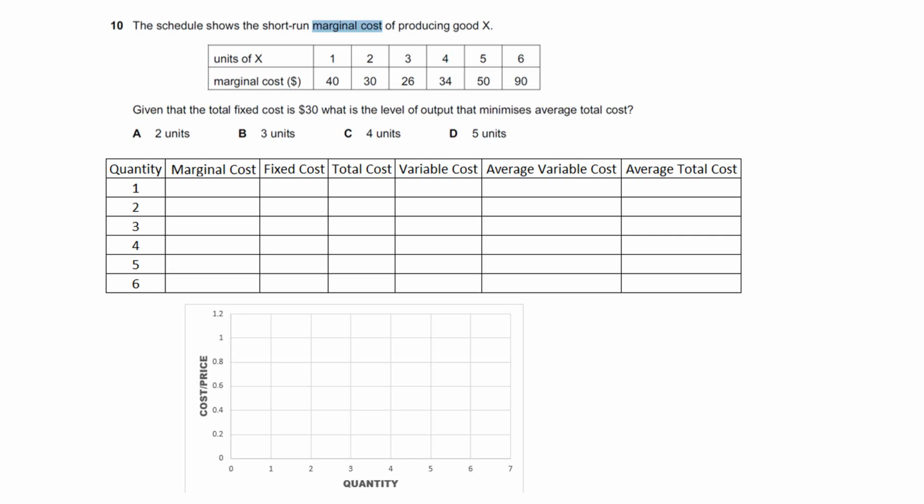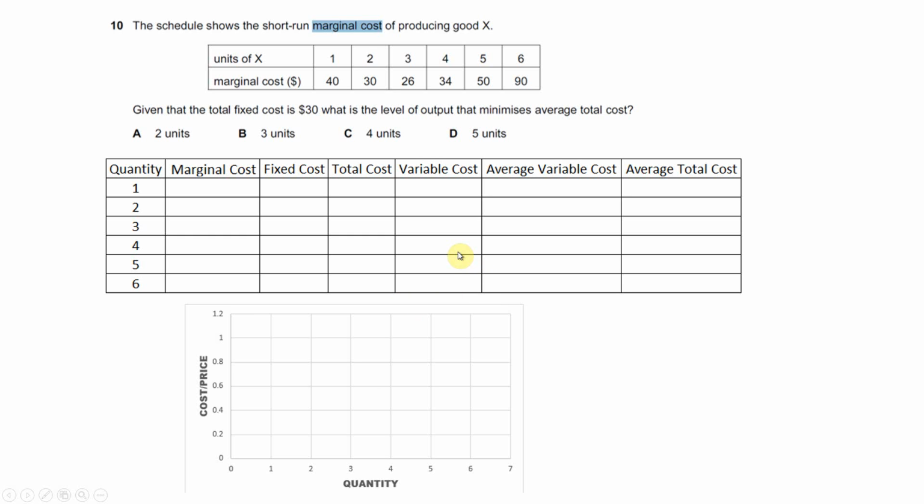So one of the first things that I did is I made a table preparing for all the information we need for this question. So instead of saying units of X, I say quantity 1, 2, 3, 4, 5, 6. And given that the total fixed cost is 30, what is the output that minimizes the average total cost? So here's the average total cost. Here's our quantity. We're given a marginal cost and fixed cost, and we need to go from these two pieces of information to get all of this information over here. Also, we need to find the minimum average variable cost to figure out what is the minimum amount of supply this firm is willing to produce.